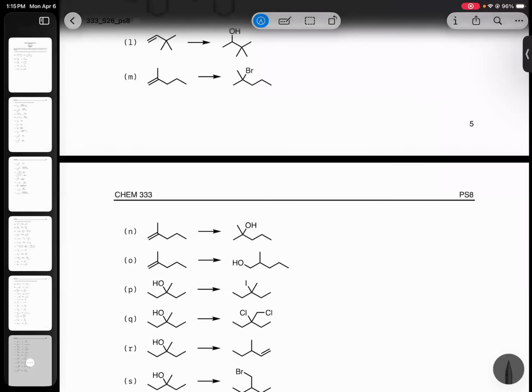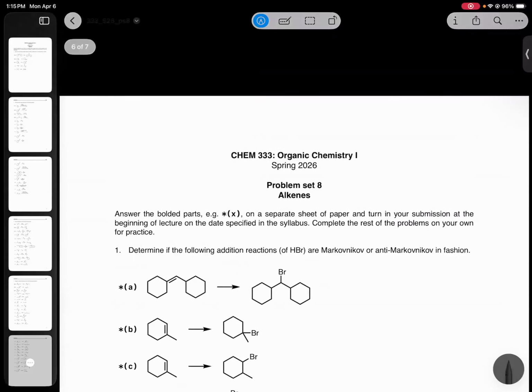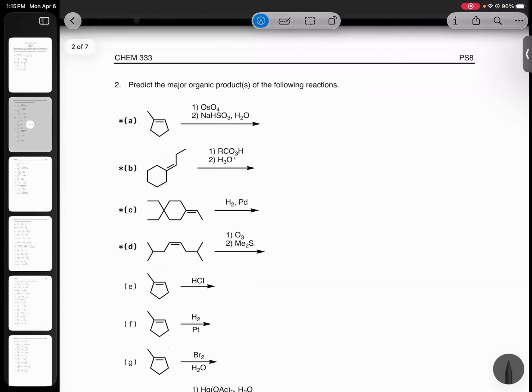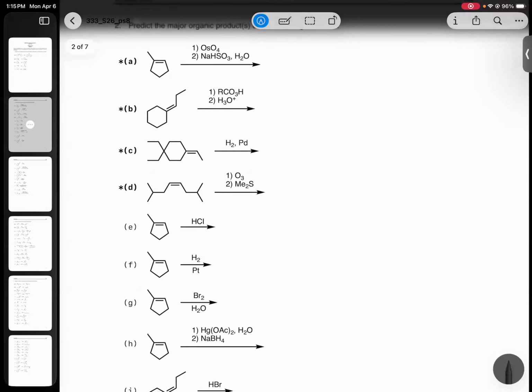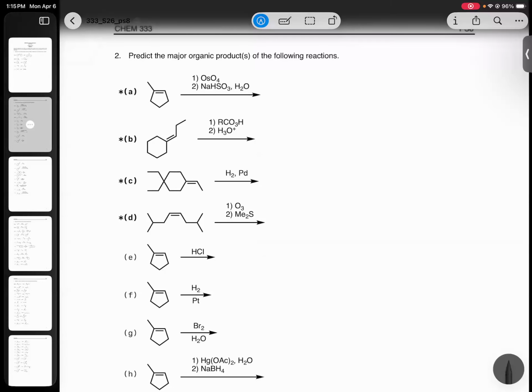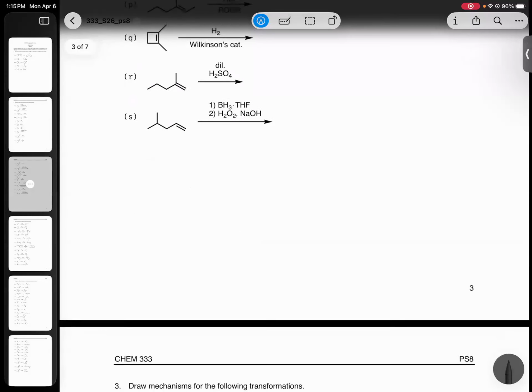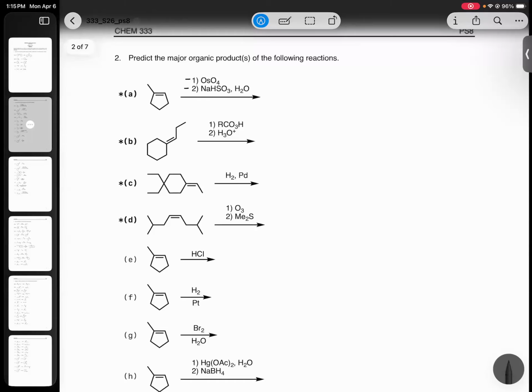Here's the homework. I think most of you have already started on this, but the first question is just asking Markovnikov versus anti. The second question is asking for predicting the products. Many of these look like they are multi-step, but all of these are actually single-step synthesis reactions. In all of these cases, the 1 and 2 are steps that go together as one unit.